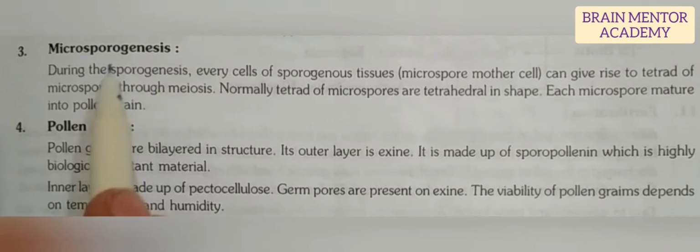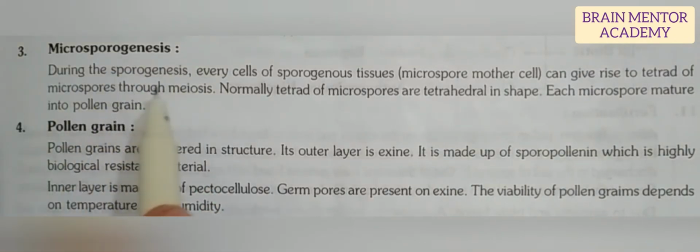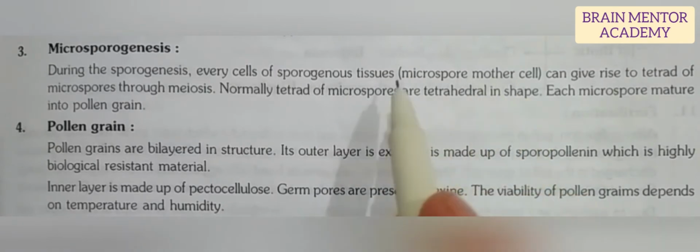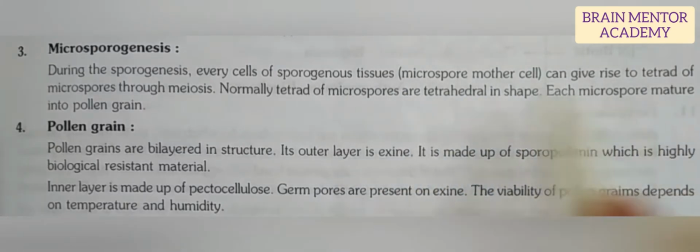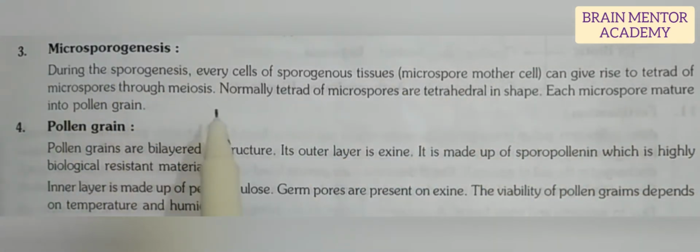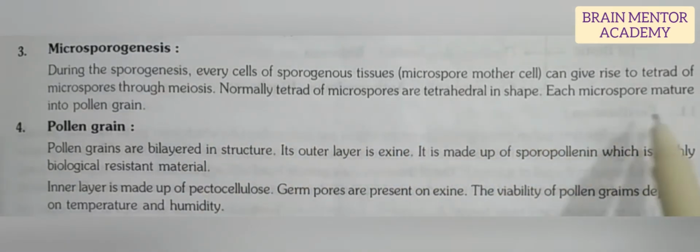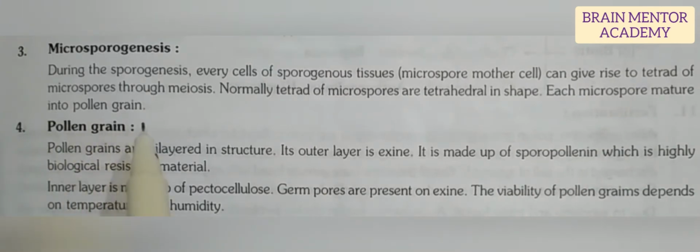Now, microsporogenesis. During sporogenesis, every cell of sporogenous tissue, the microspore mother cell, MMC, can give rise to a tetrad of microspores through meiosis. Normally, tetrad of microspores are tetrahedral in shape. Each microspore matures into a pollen grain.